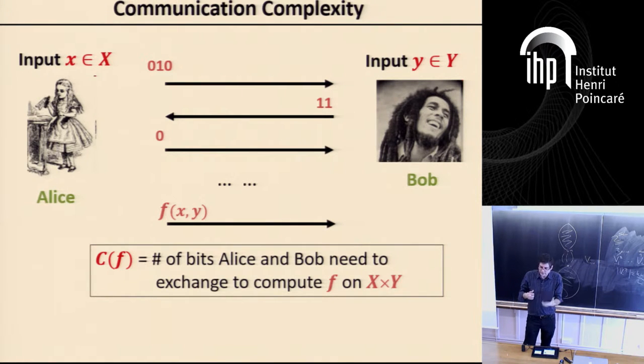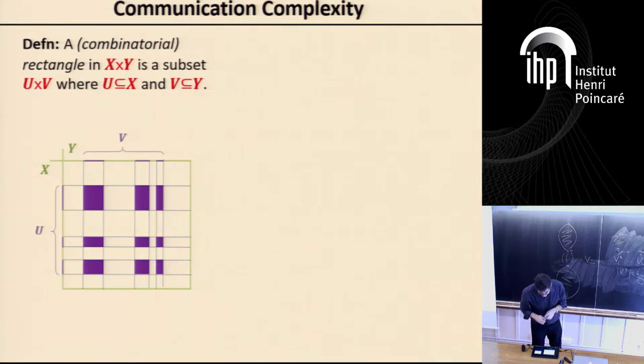So instead of just doing a reduction to communication complexity, we're going to look under the hood of communication complexity and see what the basic techniques are that allow us to prove communication complexity lower bounds. So this is communication complexity 101.